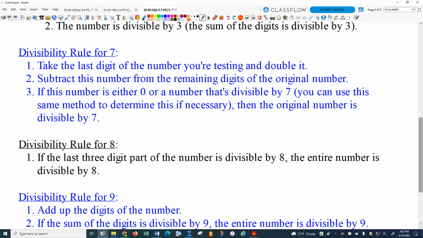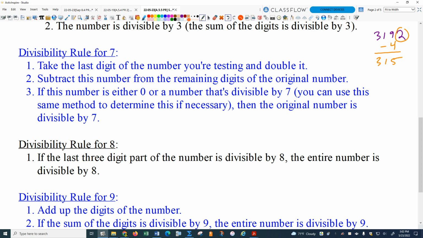7 is a really weird one. Let's look at a quick example of 7. I want to talk you through this one because it's so bizarre. So if we had a number like 3192, how about? Here's how this works. You take the last digit of the number you're testing, you double it and subtract it from the remaining 3 digits. So in this case, I'm going to take the 2 and double it. We're going to double the 2 and subtract it from 319.